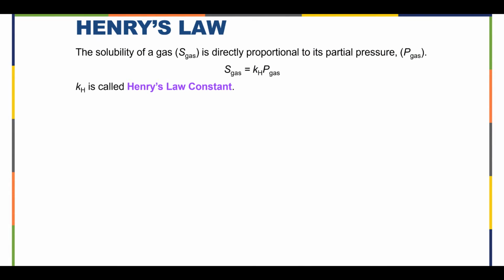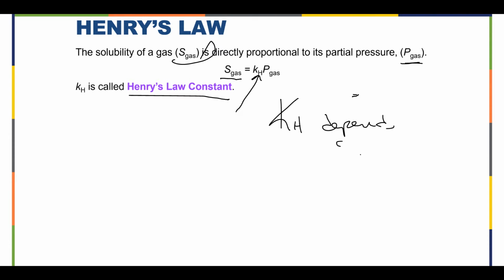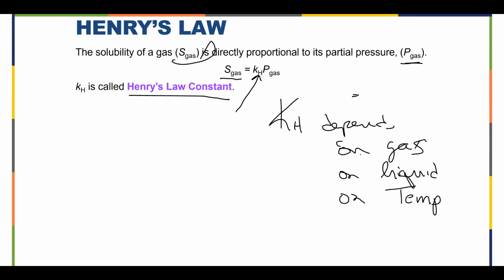So here's our equation. Our equation says the solubility of the gas is directly proportional to the pressure, and it's dependent upon a constant, which is our Henry's law constant. Henry's law constant depends on a lot of things. The H here depends on the gas, on the liquid, and on the temperature. So when we do this, it is only going to work for a certain gas in a certain liquid at a certain temperature.